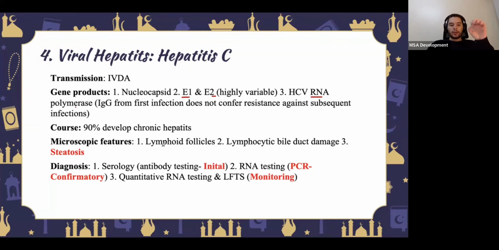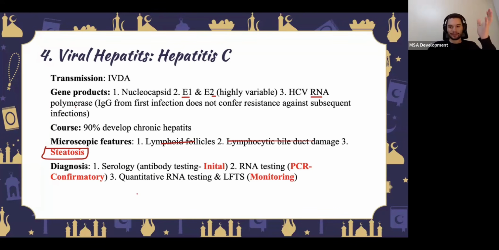On microscopic features, you could forget this, and you could forget this, but do not forget steatosis. Remember that there are fat droplets in the liver in a hepatitis C infection. And it is very important that you remember. I thought I had a picture, but it's not there, unfortunately.